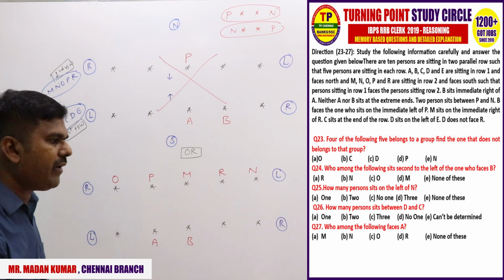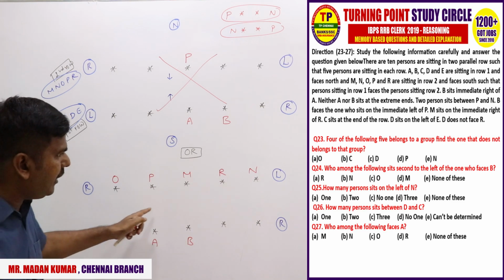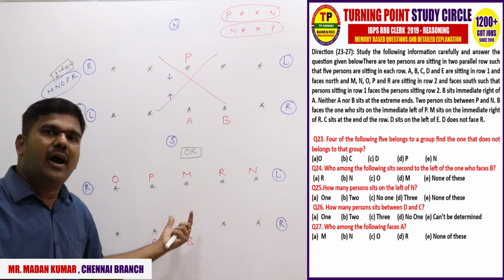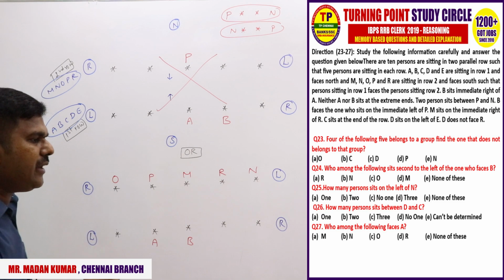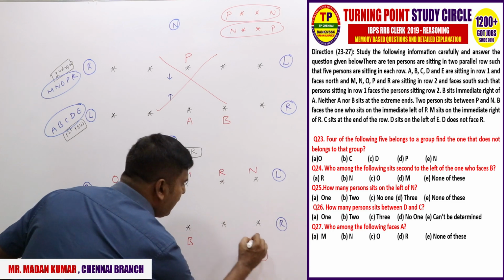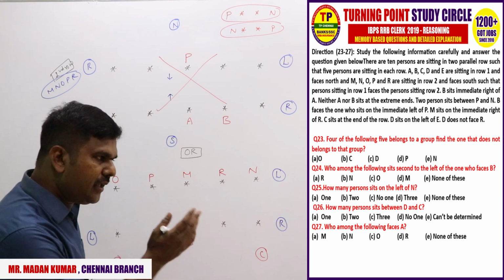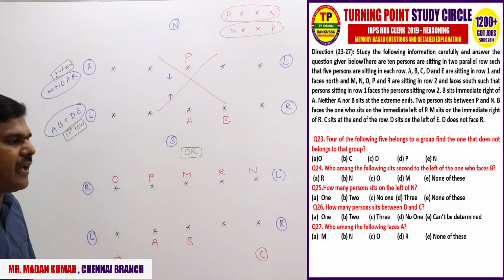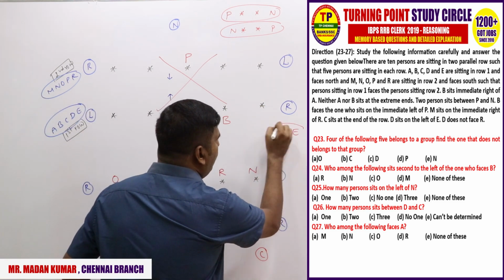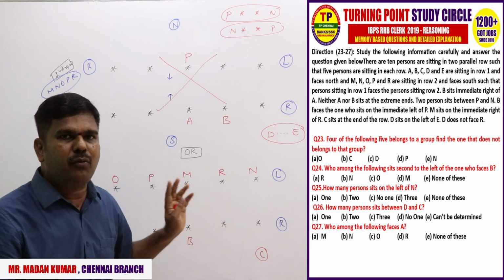What is the other information being given? C sits at the end of the row. We will check whether we need to go ahead with one more possibility, or else we can conclude here itself. C sits at the end of the row, so both possibilities are there, right? What is the other information? D sits on the left of E. We don't know whether it is immediate left, so it is not clearly given. Only D sits on the left of E is given.